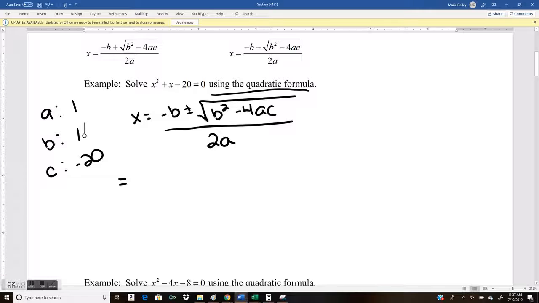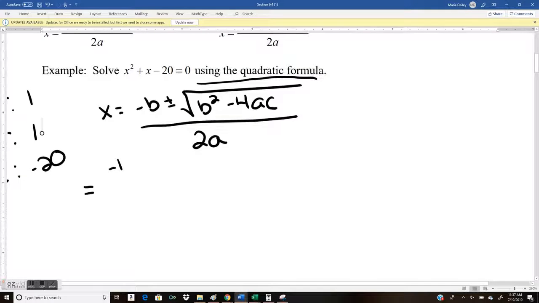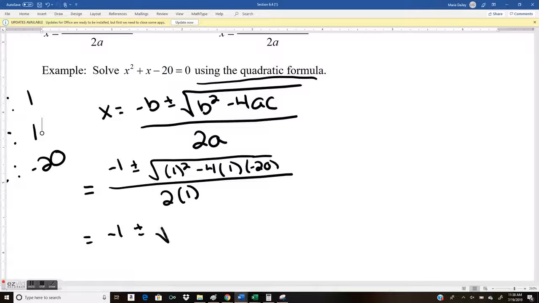Be careful not to use just the radical. Now, substituting in, that'll be negative 1 plus or minus the square root of 1 squared minus 4 times 1 times our c value, which is going to be all over 2 times 1. Now remember, the radical acts as a grouping symbol, so you will need to perform the operations underneath the radical first.